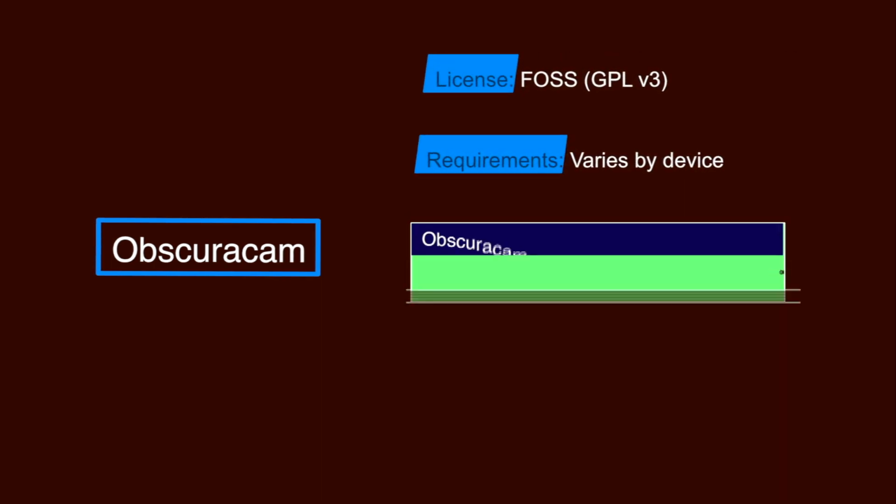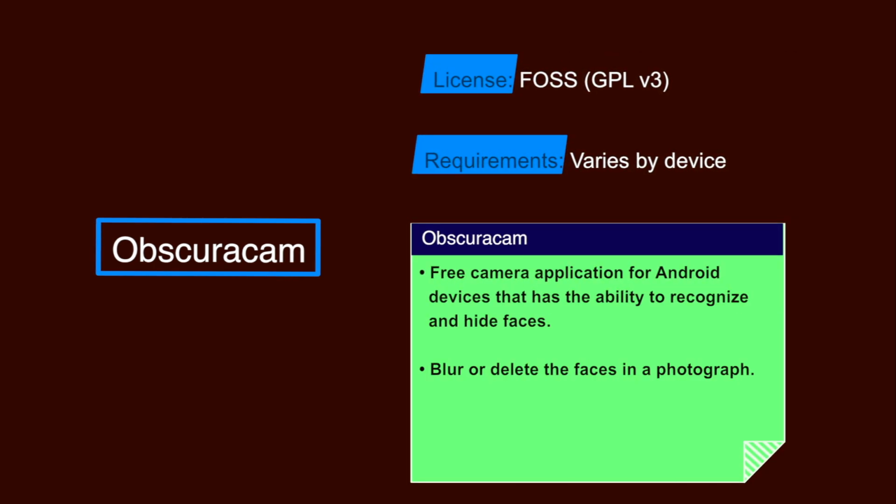ObscuraCam. It is a free camera application for Android devices that has the ability to recognize and hide faces. It allows you to blur or delete the faces of those you photograph in order to protect their identities. It is also a FOSS software, and the requirement varies by device.